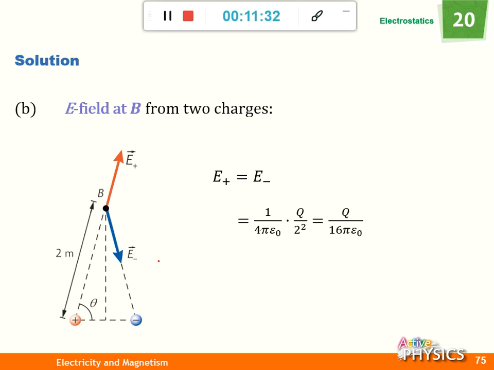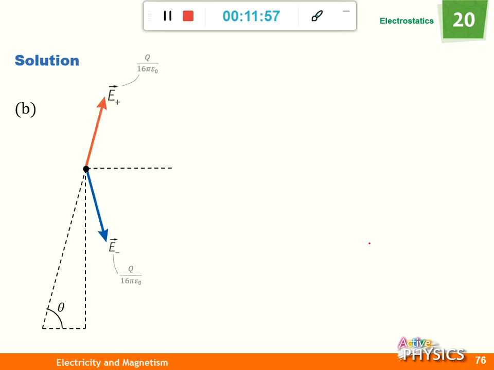Okay, part B. Part B will be like that. You can see that they have the same distance from B to the positive charge and from B to the negative charge. They have the same distance. It means that they should have the same magnitude. But remember that their directions are not the same. You can use the formula, and you can find this value, the magnitude only.